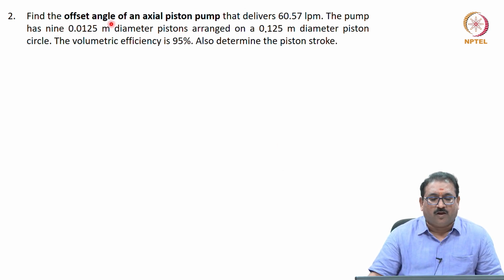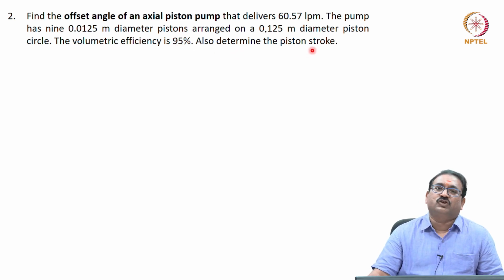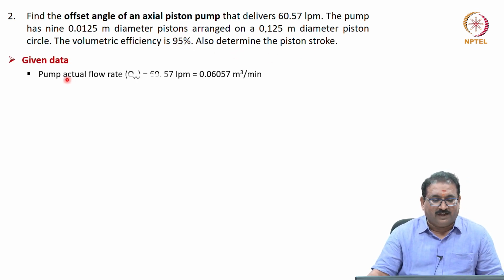Here find the offset angle of the axial piston pump that delivers 60.57 liters per minute. The pump has 9 0.0125 meter diameter pistons arranged on 0.125 meter diameter piston circle. The volumetric efficiency is 95%. Also determine the piston stroke. What are the given data, friends?